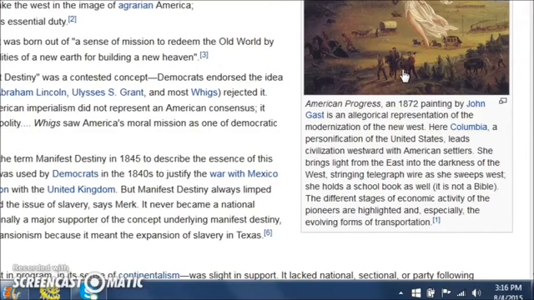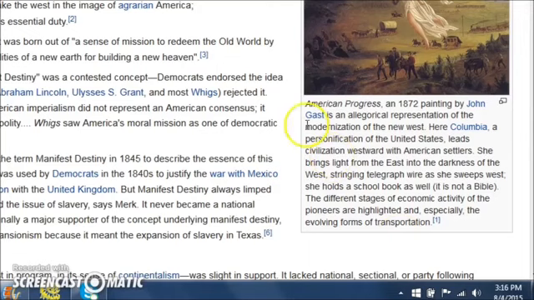American Progress, a painting. Here Columbia, a personification of the United States, leads civilization westward with American settlers. She brings the light from the east into the darkness of the west, stringing telephone wires. She sweeps west. She holds a school book as well, not a Bible. The different stages of economic activity of the pioneers are highlighted, and especially the evolving forms of transportation.